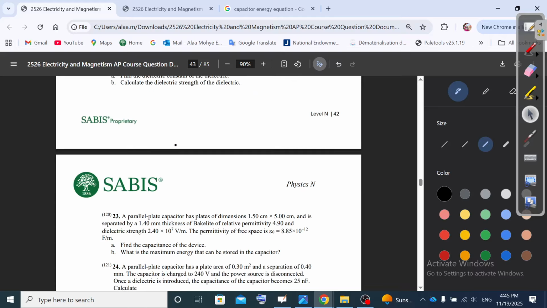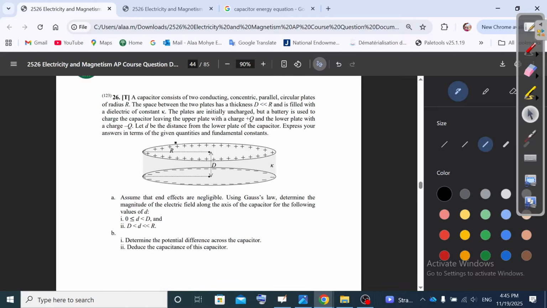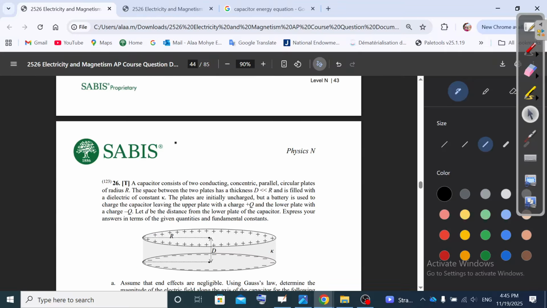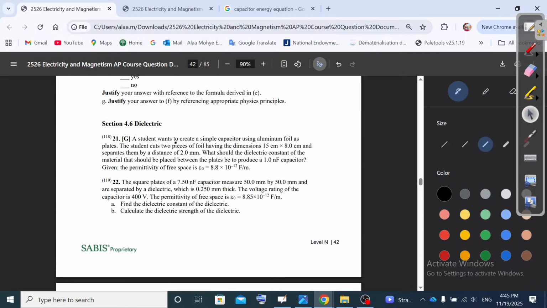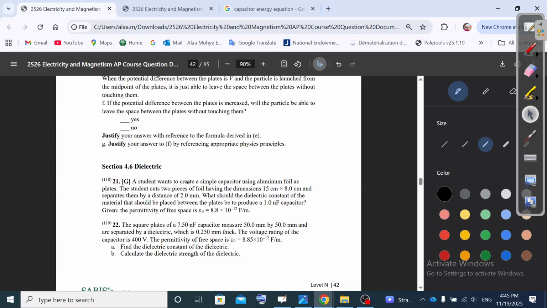Now moving on to the dielectrics. I think it's just one question, and I think it's even the last question. A student wants to create a simple capacitor using aluminum foil as plates. The student cuts two pieces of foil with given dimensions and separates them by a distance. What should be the dielectric constant for a 1 nanofarad capacitor?